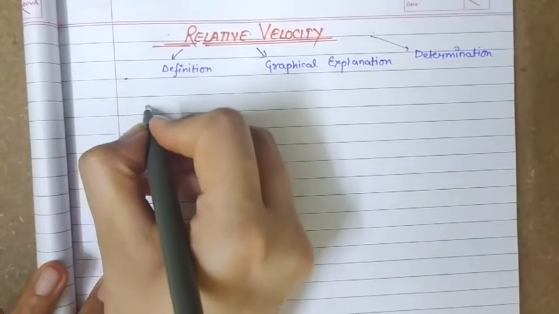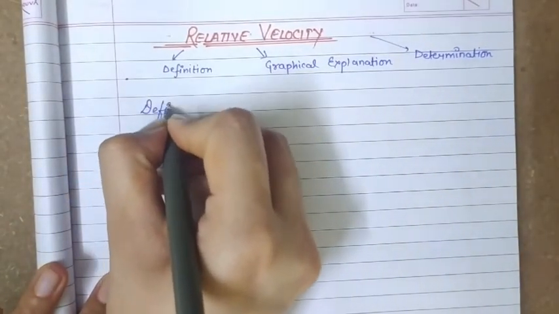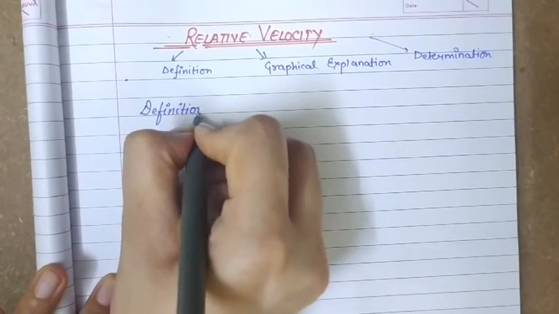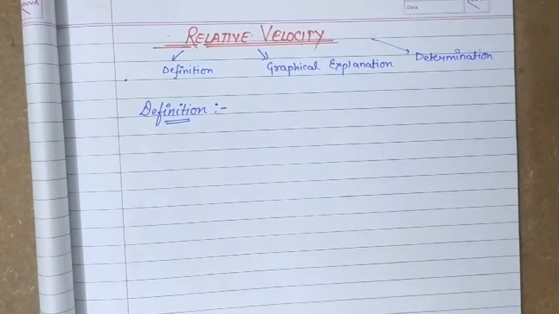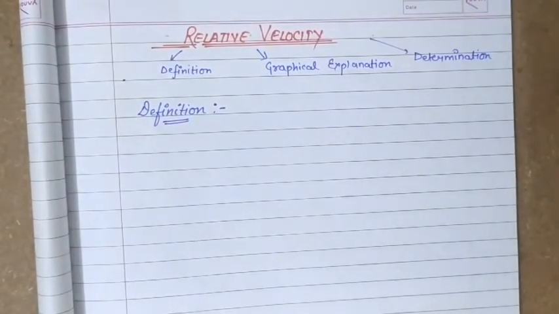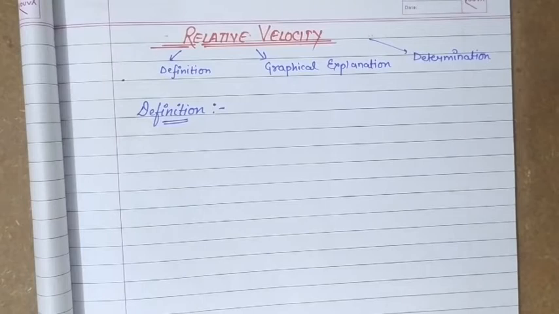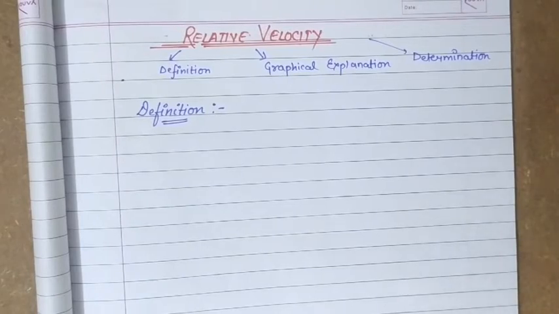So first we are moving with the definition of relative velocity. How can we define relative velocity is the question. The word relative means that we are talking with respect to some other thing. So the relative velocity of some object with respect to another object, when both are in motion, is the time rate of change of position of the object with respect to the other one.